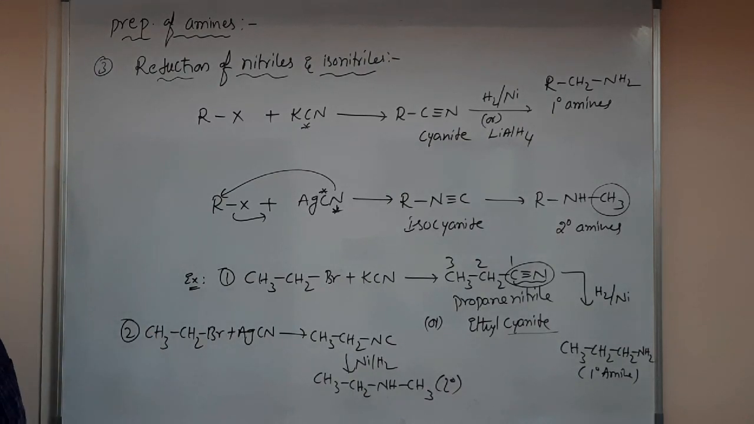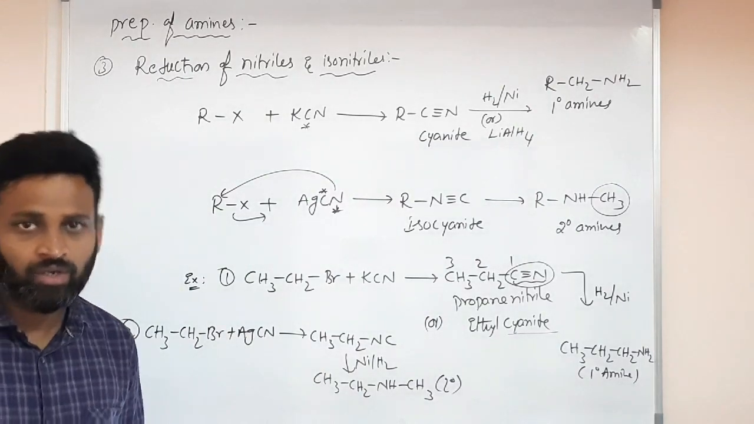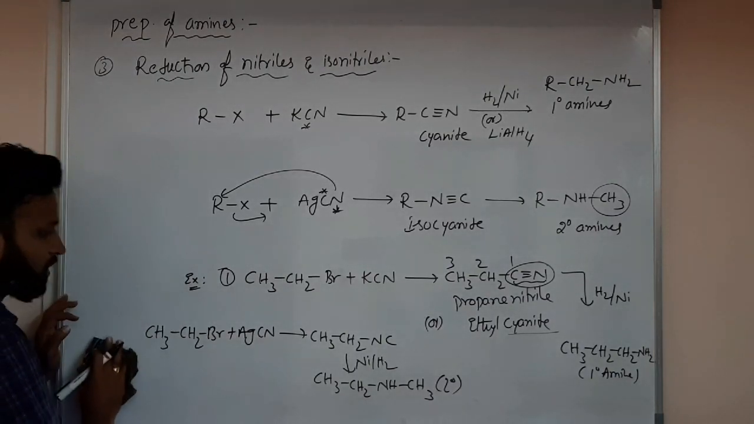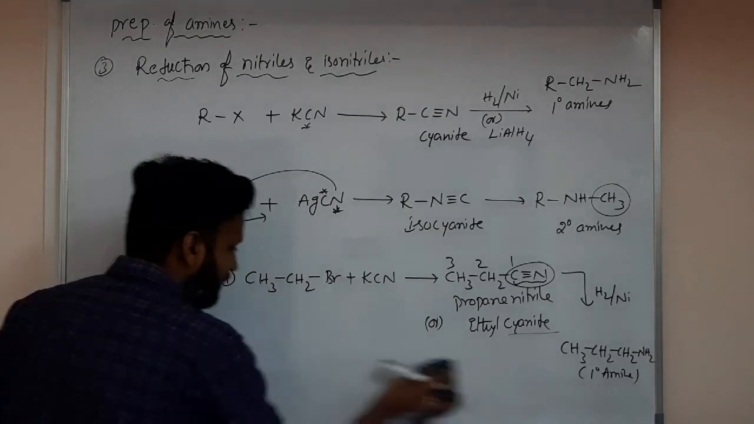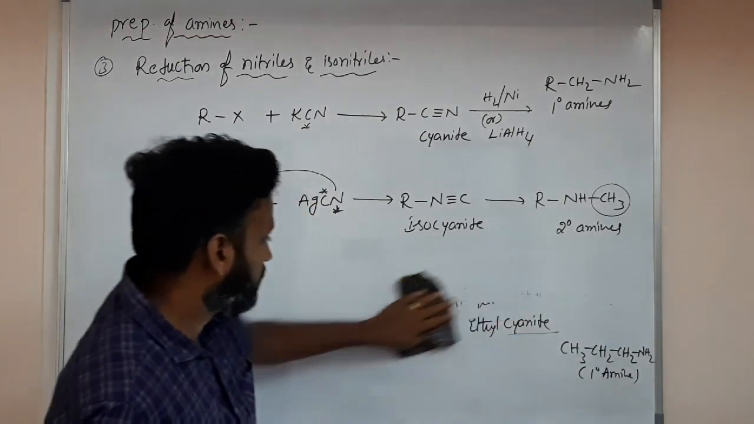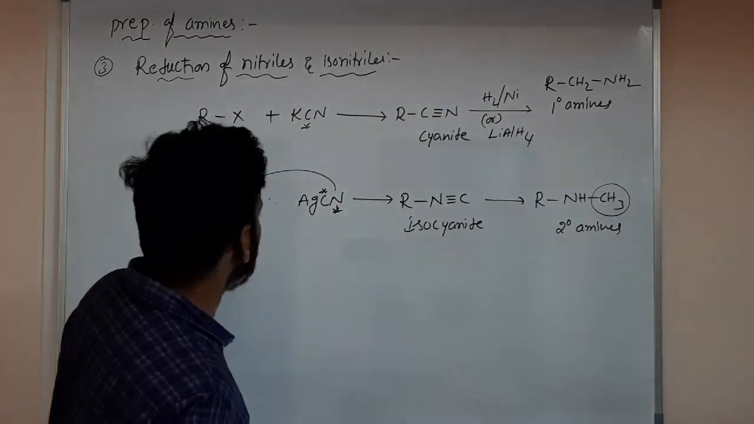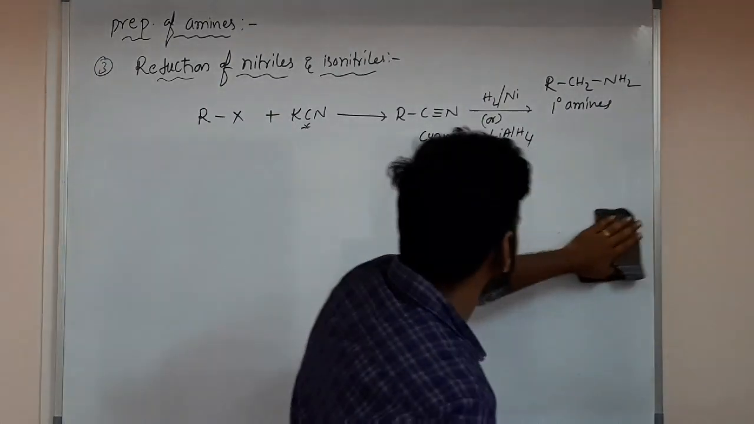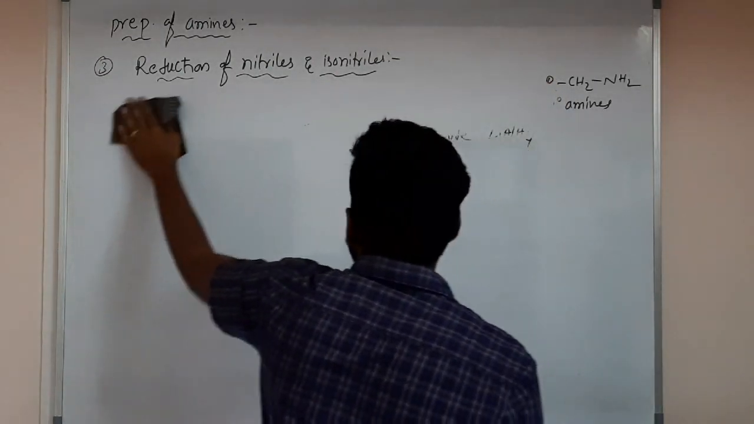And next, from nitro compounds. Nitro compounds on reduction also give amines. So this also we have, right? Next I will give you the reduction of nitro compounds. Reduction of what? Nitro compounds. For that we will use some reducing agents like Sn by HCl, nickel by H2, and sodium by ethyl alcohol, or LiAlH4, like that we use.